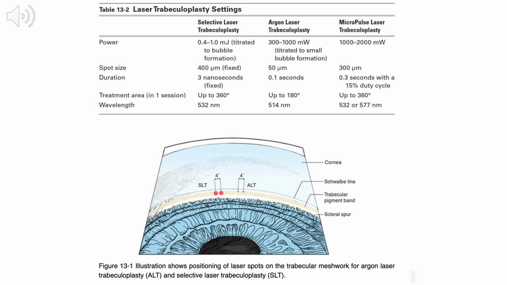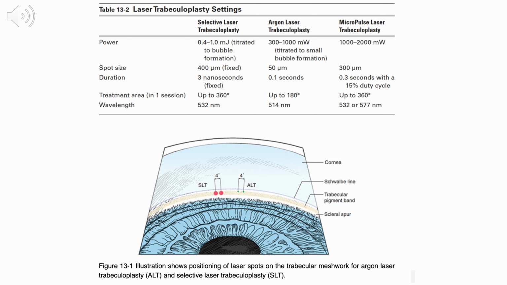Argon laser trabeculoplasty, in contrast, uses much smaller spot sizes and longer pulse durations, typically treating only 180 degrees per session. The higher thermal load explains the narrower treatment area. Micropulse systems fall somewhere in between. They use a micropulse delivery pattern that limits heat buildup while allowing treatment over a full 360 degrees when needed.